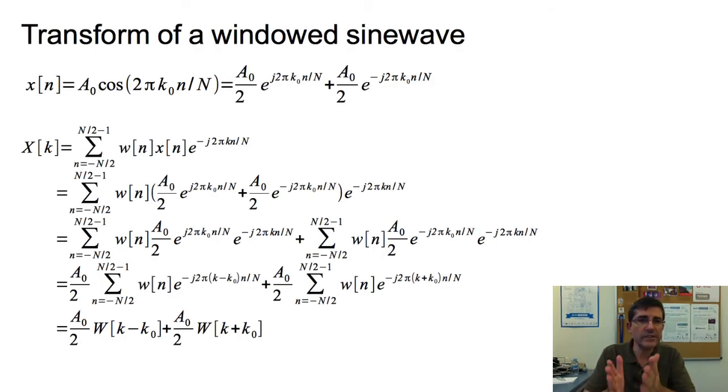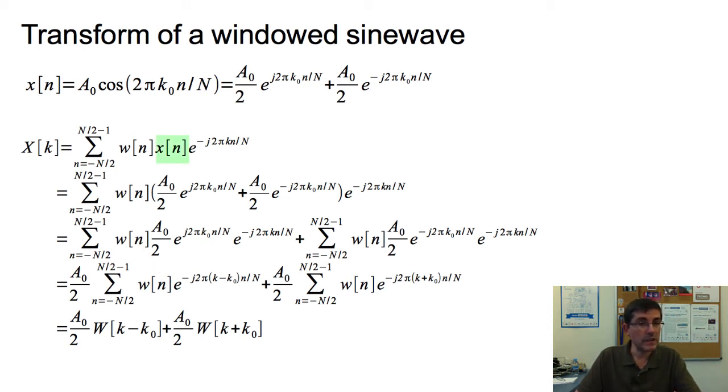Okay, to better understand the effect of windowing a sound, let's put an example of what happens when we window a real sinusoid and then compute its spectrum. So if we start from a real sinusoid, we already have seen that, so it's a cosine with a frequency index k sub 0 and an amplitude A sub 0, which can be expressed as the sum of two complex sinusoids, one with a positive frequency, another with a negative frequency.